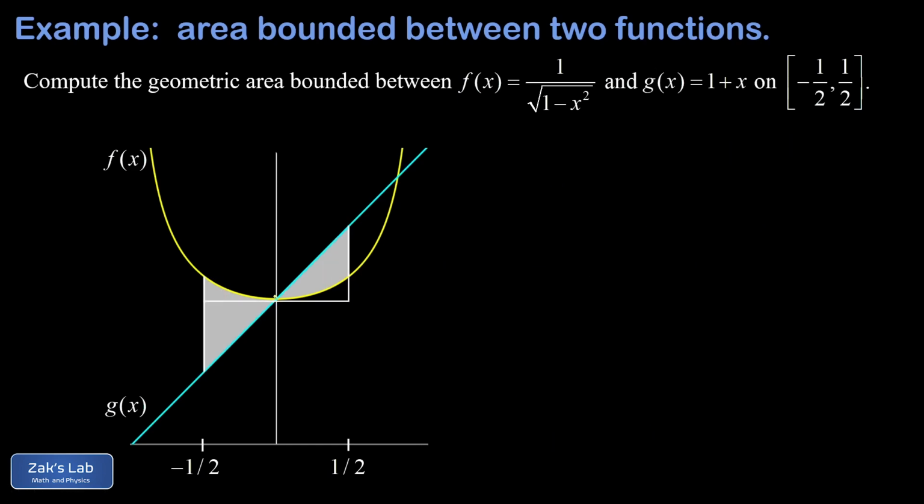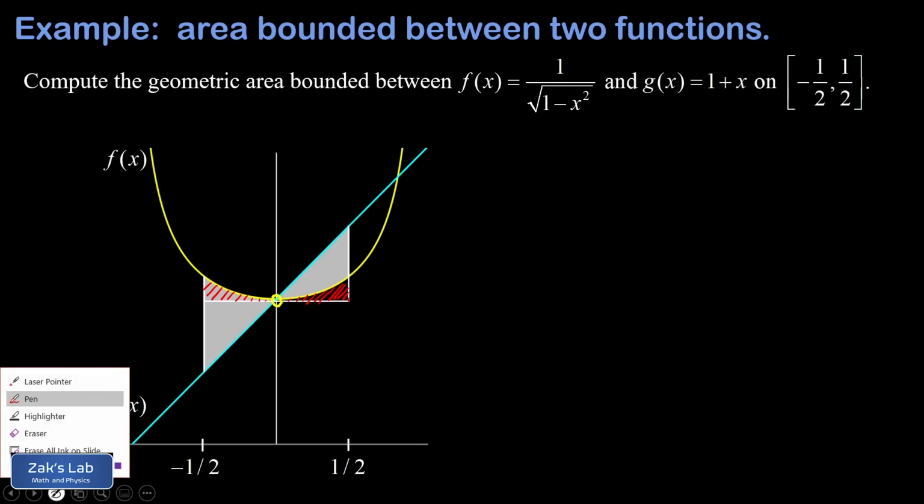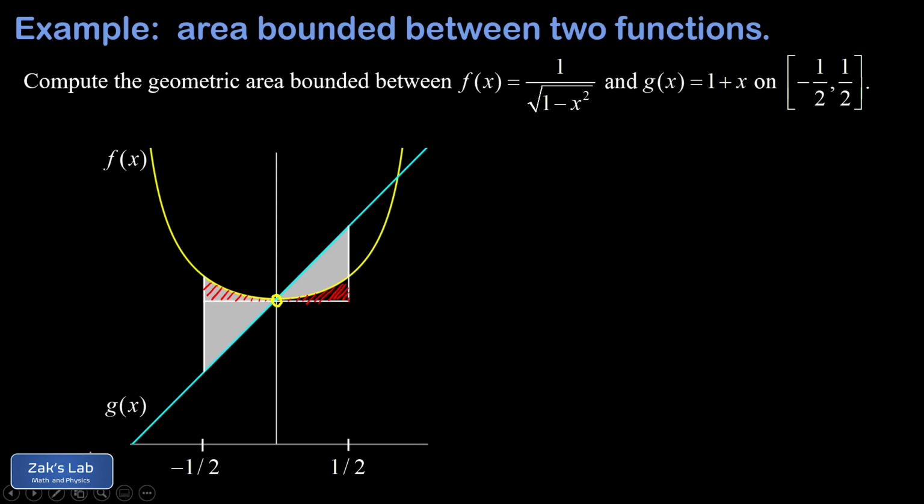If I draw a horizontal cut line through the intersection of these two graphs, I can see that this little chunk of area underneath my 1 over square root 1 minus x squared function is exactly the same as this little chunk of missing area underneath that curve on the right-hand side. So the idea is that we could cut out that little chunk from the left-hand side and then transplant it over on the right-hand side. And now we just have two simple triangles.